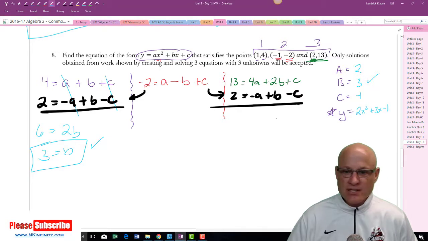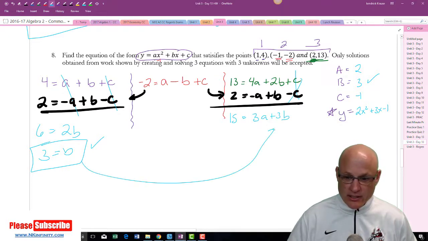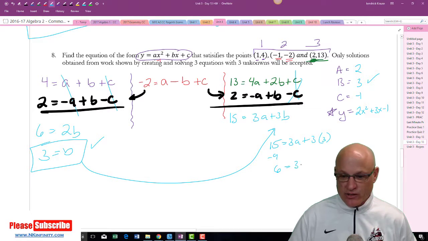I got B. Over here, if I add this up, I get 15 equals 3A, C's go, plus 3B. But I already know what B is, so 15 is equal to 3A plus 3 times 3. That's 9, so I'm going to subtract 9. I get 6 equals 3A, so A equals 2.